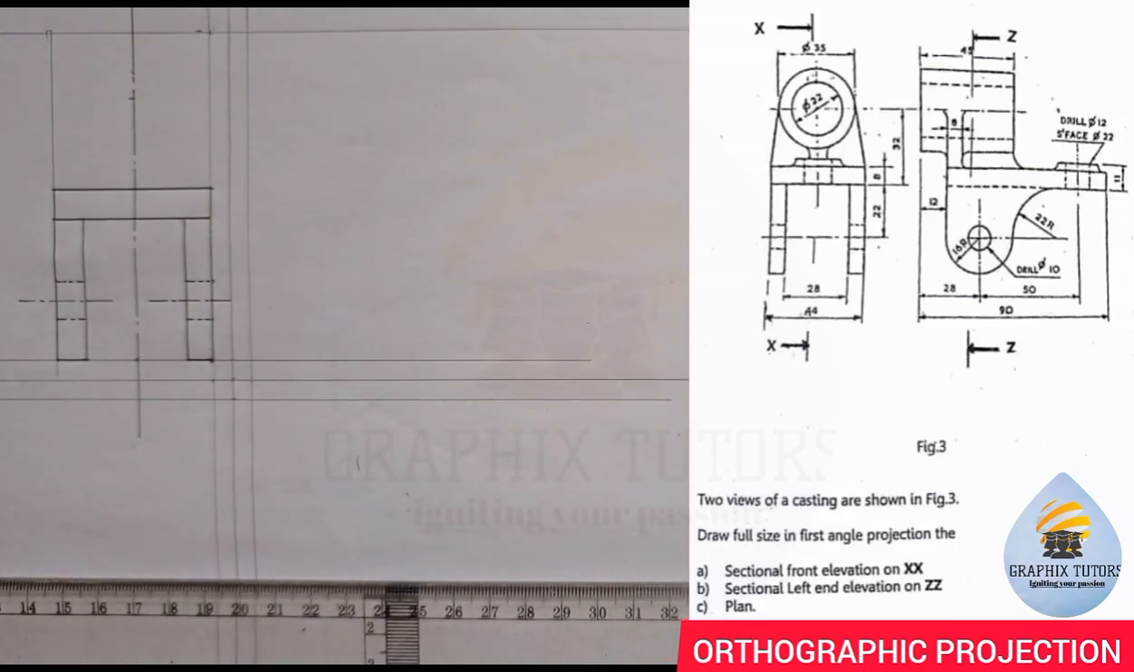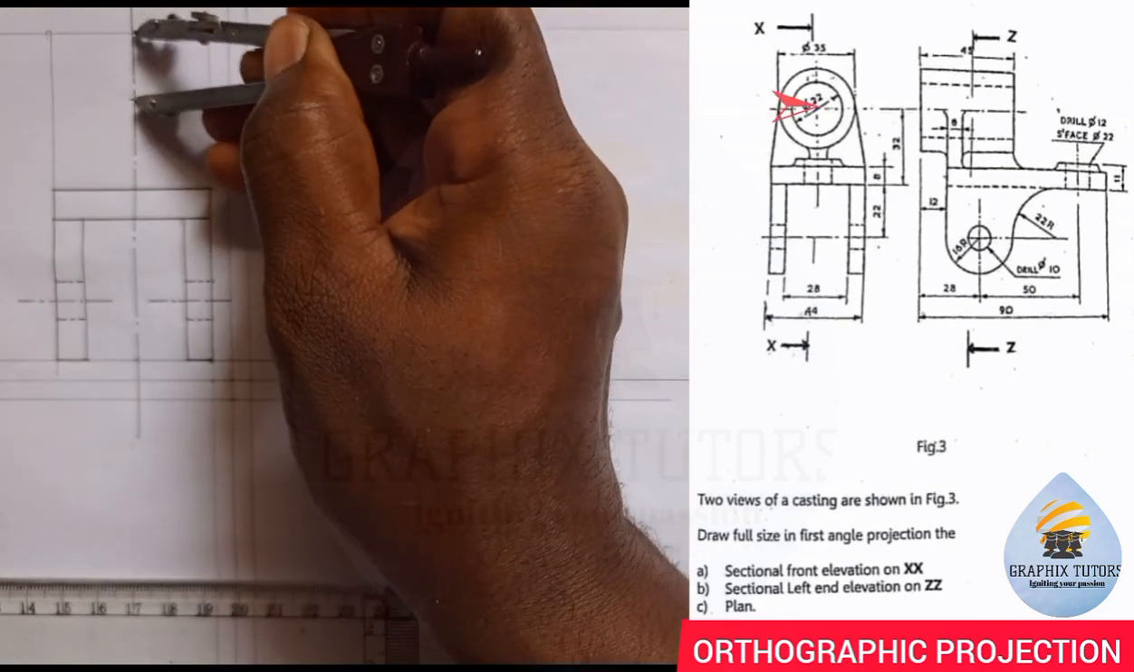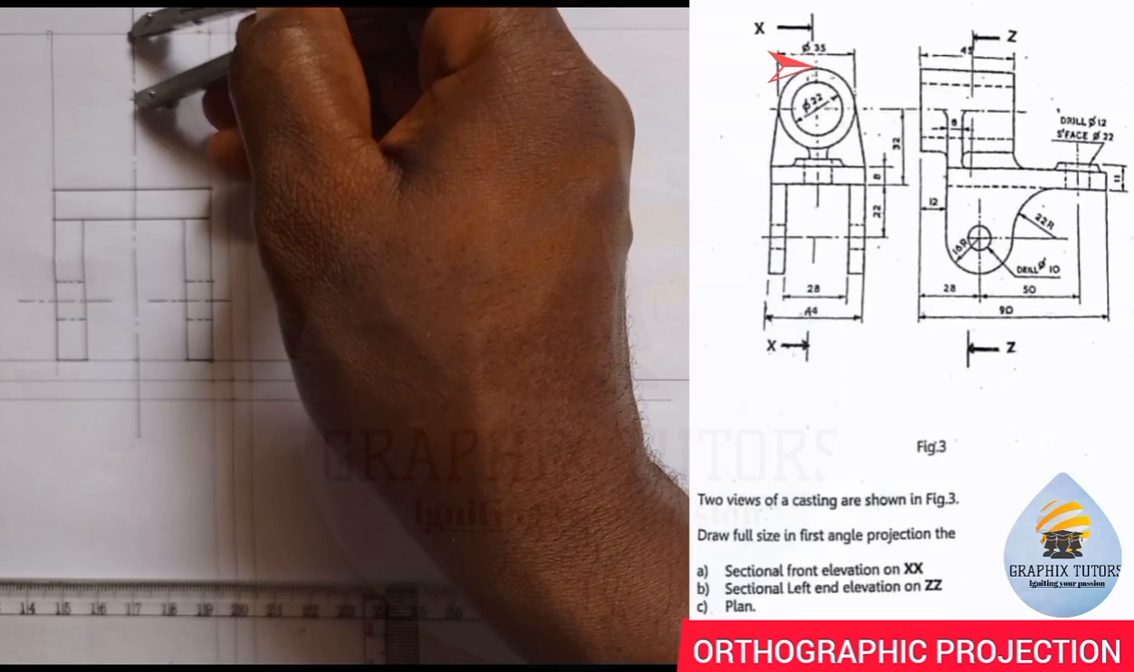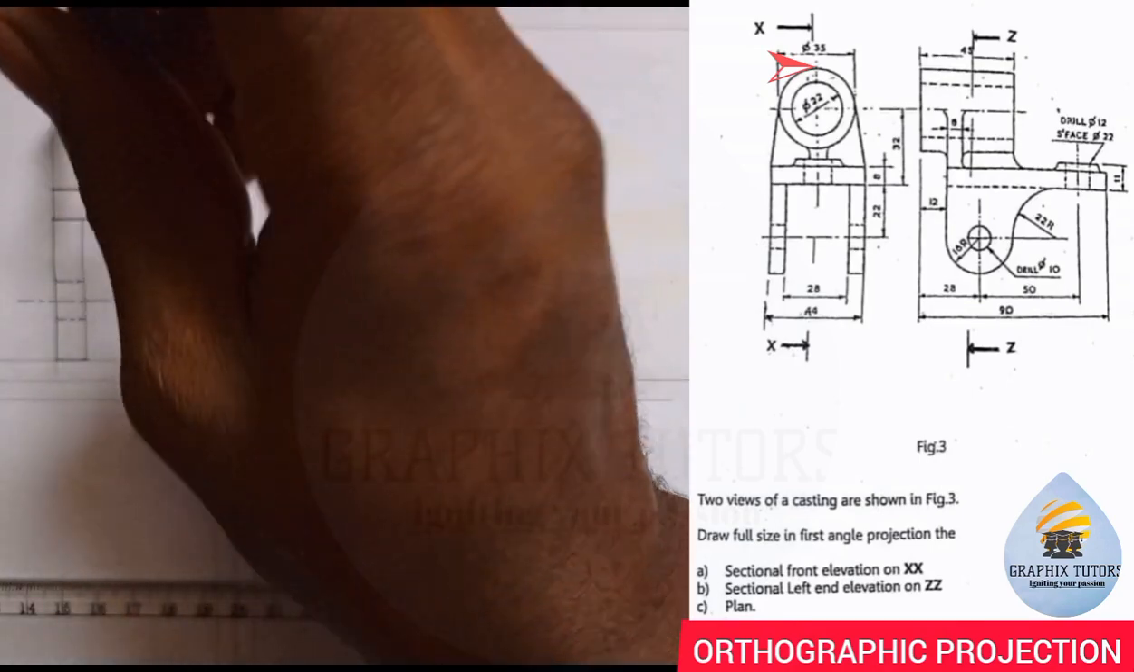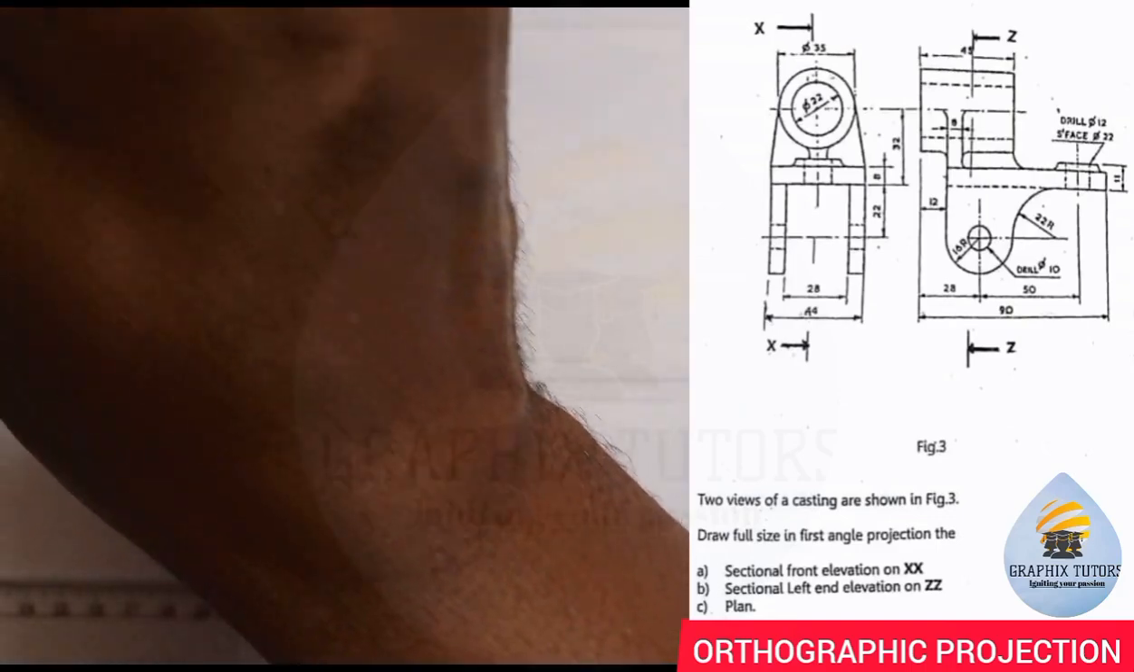See that is 32. I can just easily take my compass and place it at this point here to this point, right? I don't have to stress myself. Let's draw my circle this way.